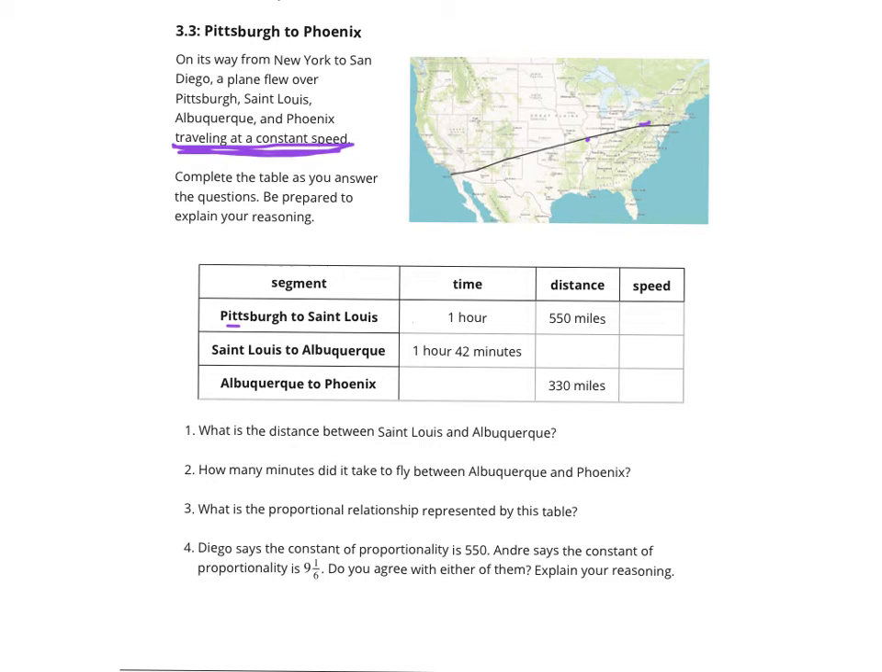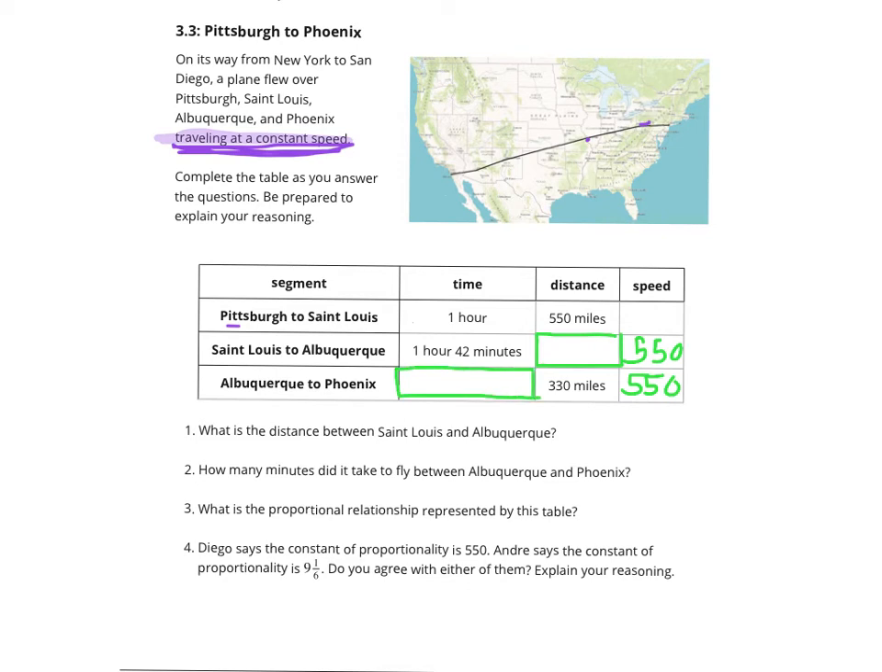Here's the important part. Again, let's go back here. This plane is traveling at a constant speed. You know what that means? It means that every one of those answers in the third column is going to be the same. It's going to be 550. And it's going to be 550. So what we have to do is figure out what's going here and then what's going here.